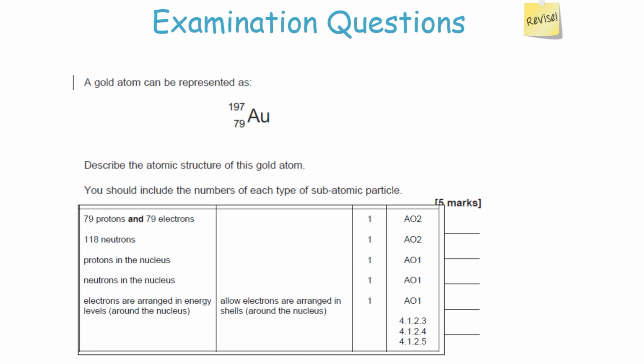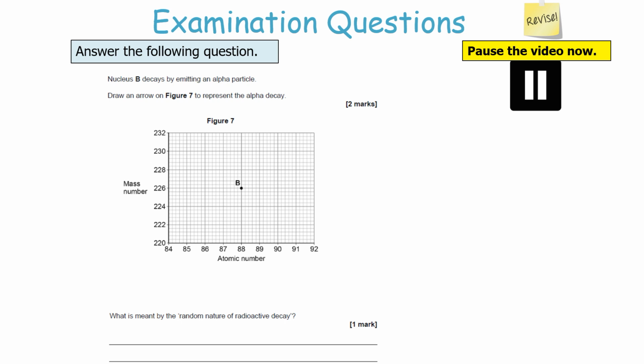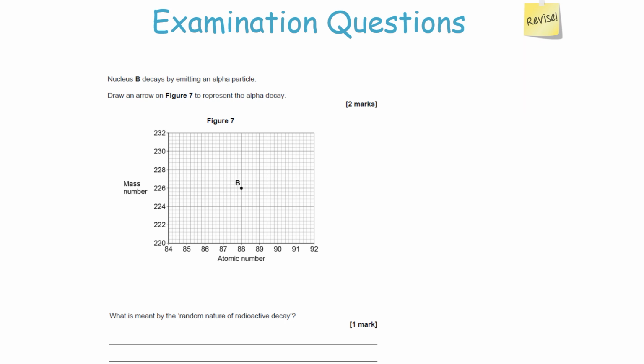Don't say they orbit the nucleus, rather they exist in energy levels around them. The next question says that nucleus B decays by emitting an alpha particle. Draw an arrow on figure 7 to represent the alpha decay, and then say what is meant by the random nature of radioactive decay. So pause the video now, then unpause the video when you want to go through your answer. Right, so what do we know alpha decay is?